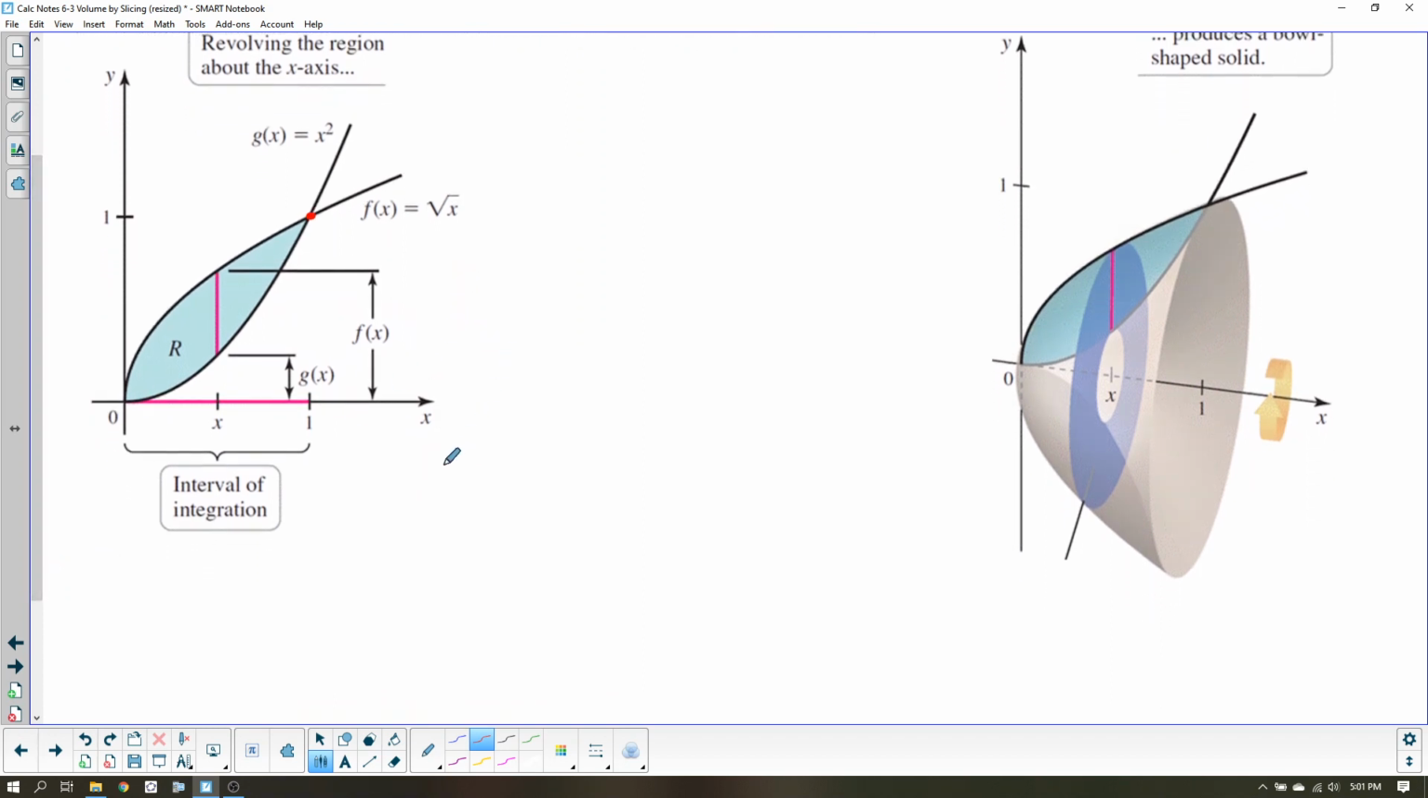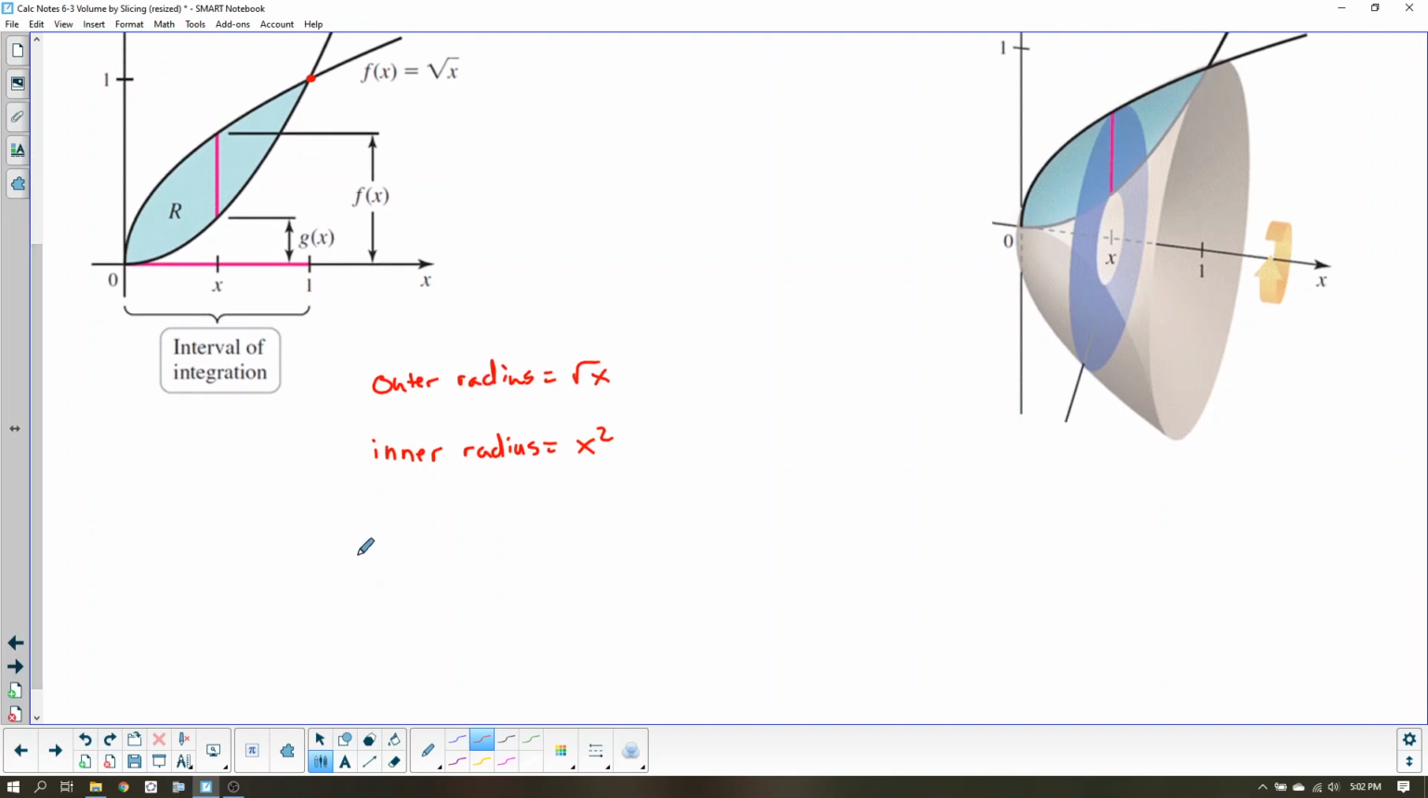Okay, so in order to do that, let's identify what the outer radius is. I think it's always helpful to write these down first. Outer radius would be the function, the higher function, the function that's on top, which in this case would be square root of x. So that means inner radius is x squared. So volume, actually let's switch back to blue.